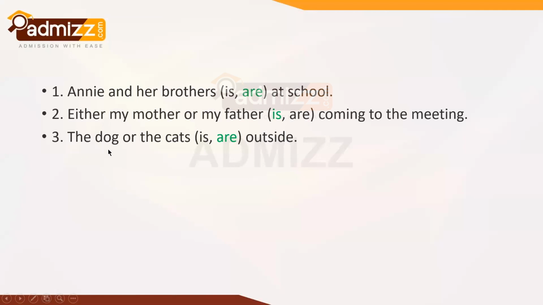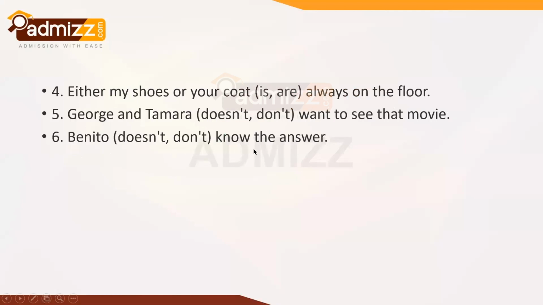Now, next up, we've got the dogs or the cats are outside. Now, this is quite clear, right? So the dogs or the cats, there are plural forms in both of these, so it's going to be are in this case.